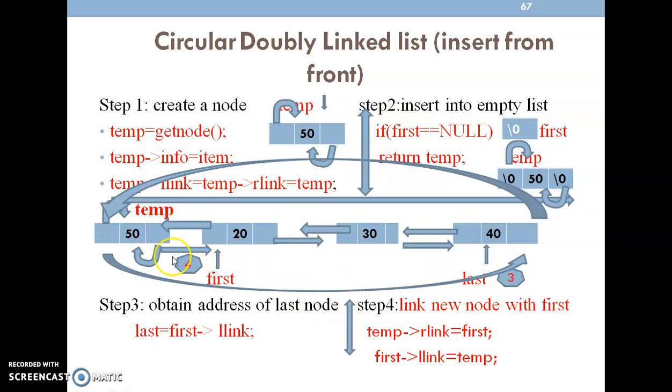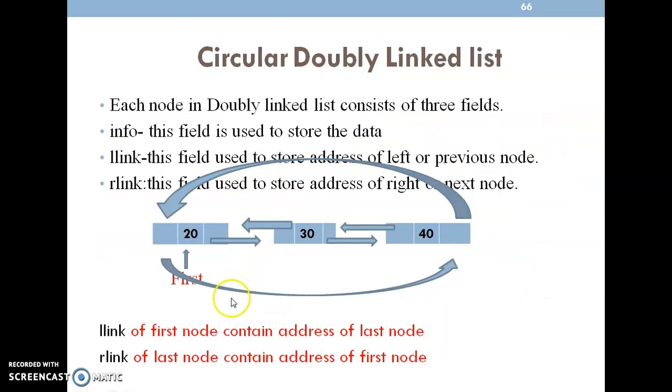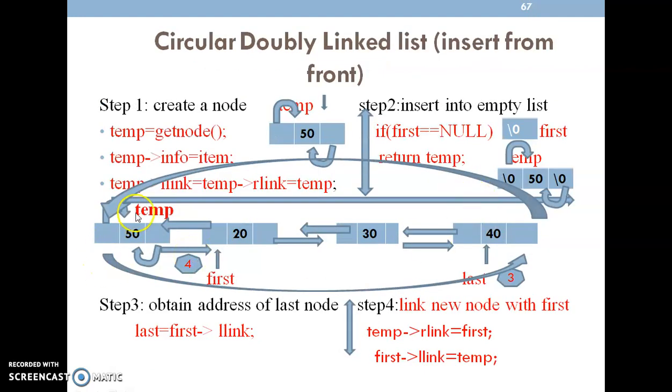Now how to do this? temp pointer right link is equal to first. Similarly, first pointer left link equal to temp. So this one is connected to the first node. Then we have to replace these two from earlier, from the last node to the first node. Now we have to change from the last node to the temp node.